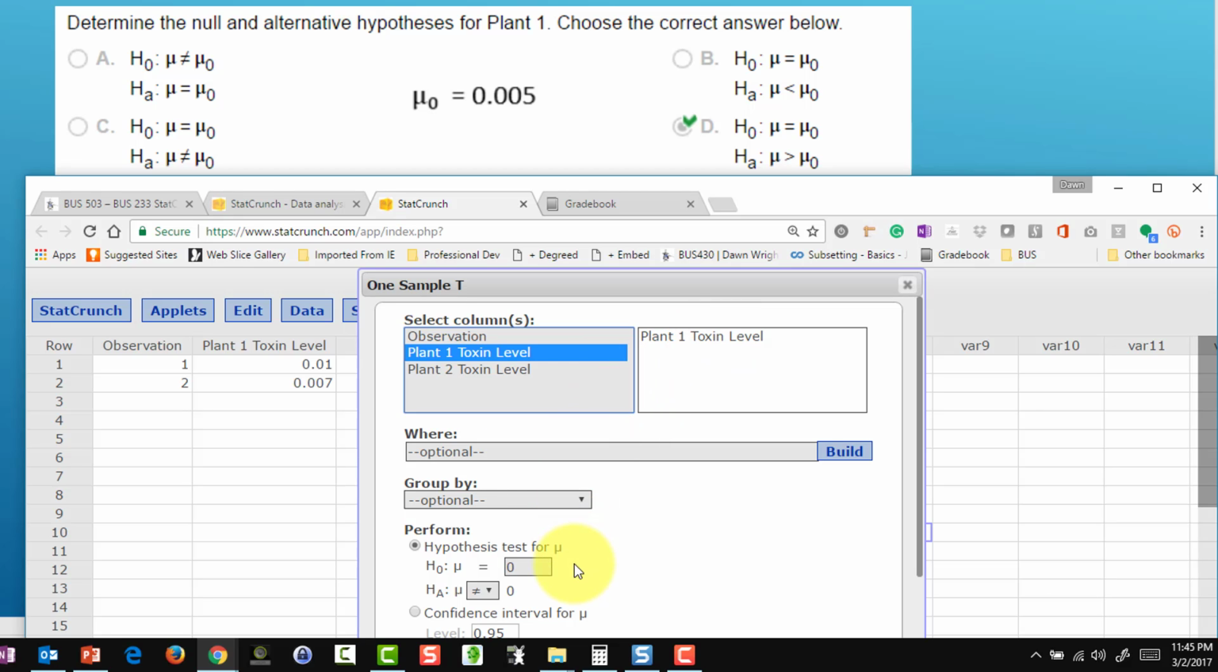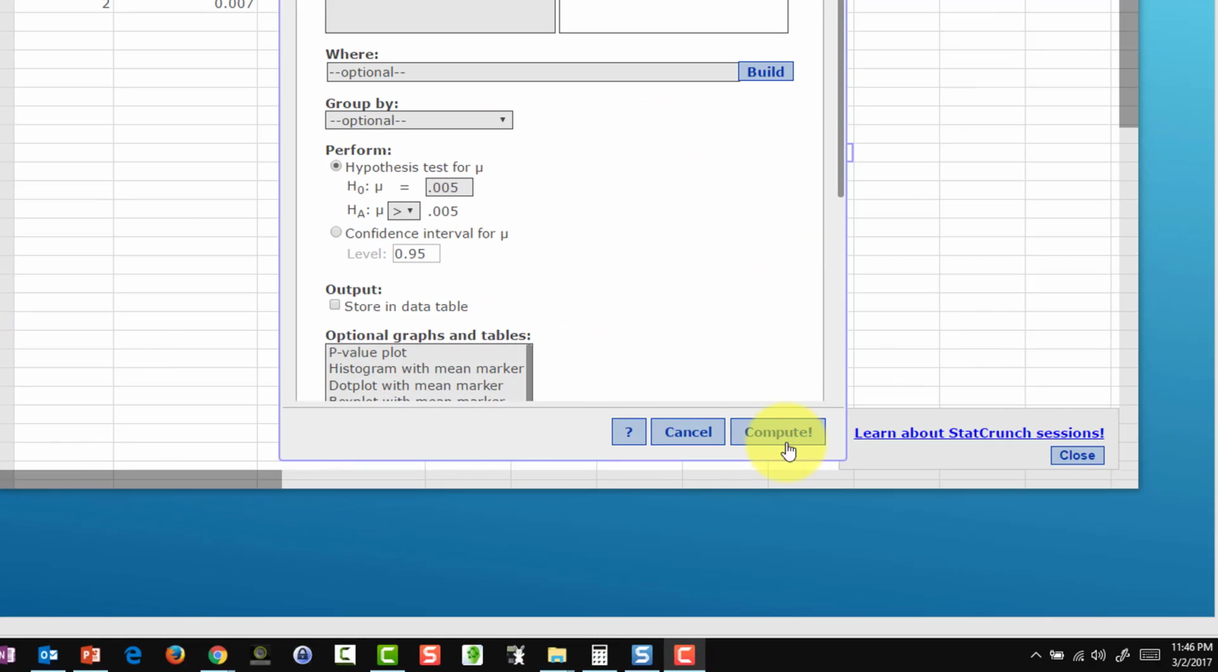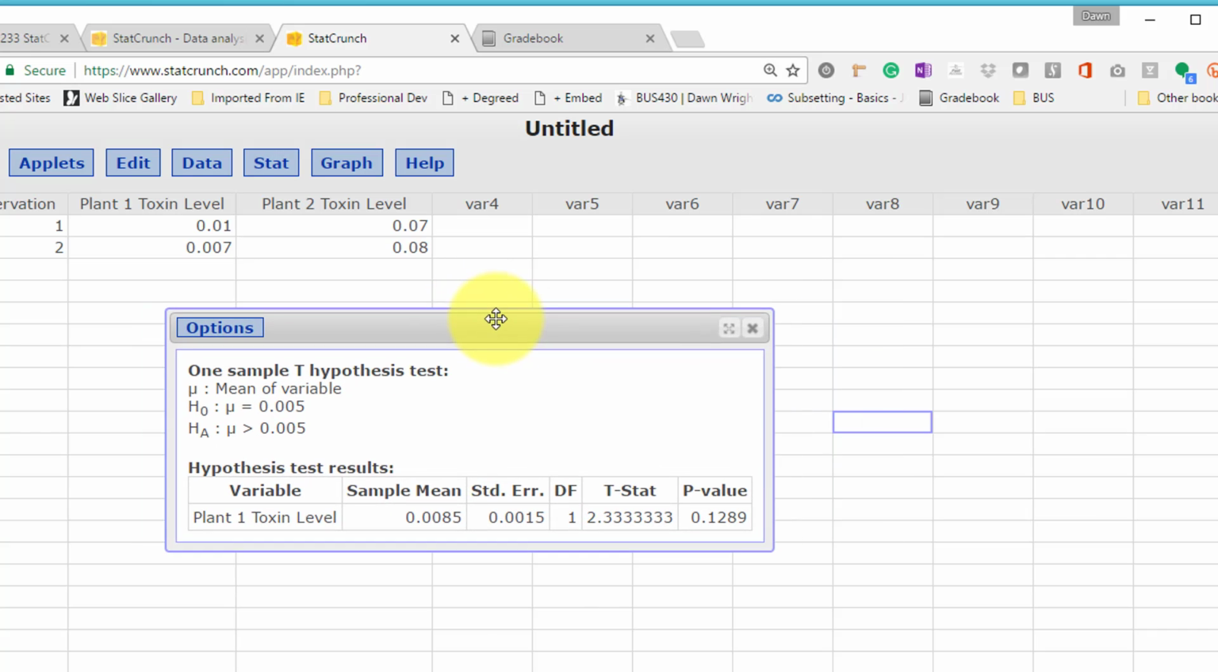And then we want to set up the hypothesis, and the null is 0.005, and our alternative is greater than. So now that we've got it set up, we just click on compute, and we get our results. And it shows for our one sample T hypothesis test with the null of mu equal 0.005 and the alternative that it is greater than 0.005, we've got a T test statistic of 2.33 and a p-value of 0.1289 or 0.129, and that is much greater than our alpha of 0.1. Therefore, we fail to reject the null hypothesis.